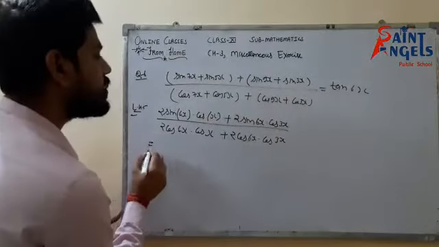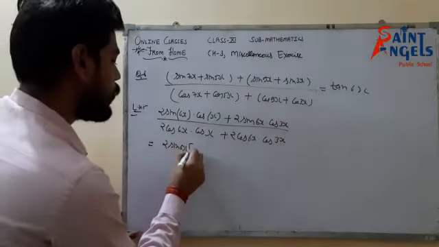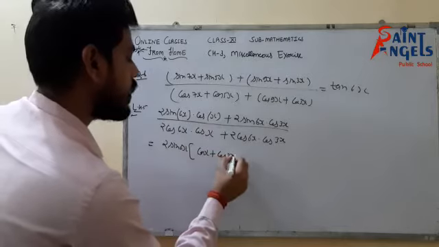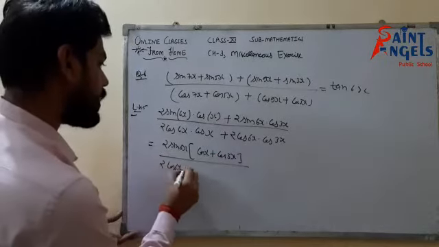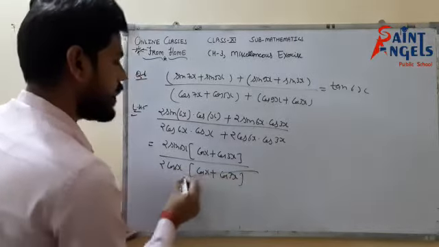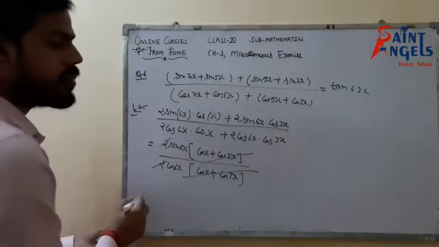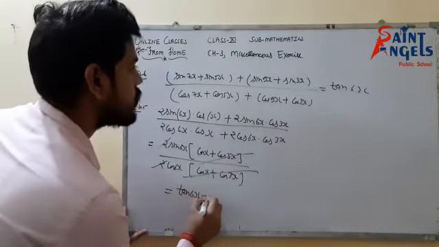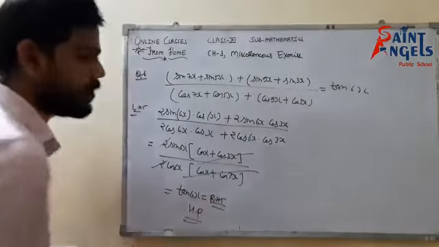As we can see, we can take 2 sin 6x as common from the numerator, so we are left with cos x plus cos 3x. In the denominator we can take 2 cos 6x as common and we are left with cos x plus cos 3x. That would be cancelled out, and 2 would be cancelled out. Sin 6x upon cos 6x, sin theta upon cos theta equals tan theta. So that would be tan 6x equals RHS. Hence proved. Students, please pause the video and note it down.